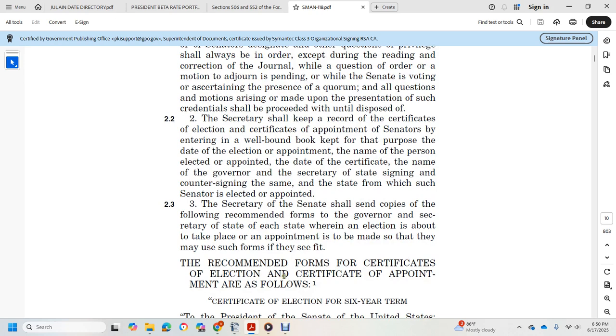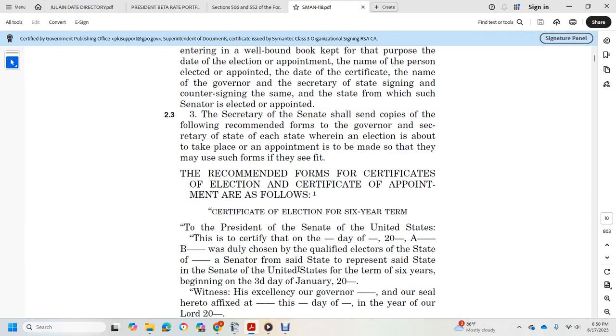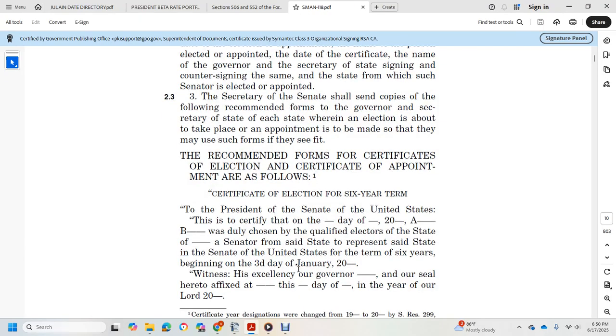The recommended forms of certificates, election certificates, and appointments are as follows. Certificate of election for a 6-year term: To the President and Senate of the United States, this is to certify that on the blank day of blank, 20 blank, A and B was duly chosen by the qualified electors of the State of blank a senator from said state to represent said state in the Senate of the United States for the term of 6 years beginning on the third day of January, blank.